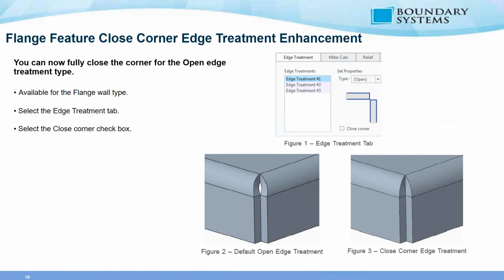Okay, the next new thing here is the ability to close the corners of your bends where they come together. Okay, so that's an edge treatment. As you see there in figure 2 is the default, where it leaves a gap actually. So that may be undesirable in some cases, and it may not be realistic in your manufacturing process. So now we have the ability, we see there in figure 1, there's a checkbox down at the bottom of the edge treatment tab, and it allows you to close those corners together.